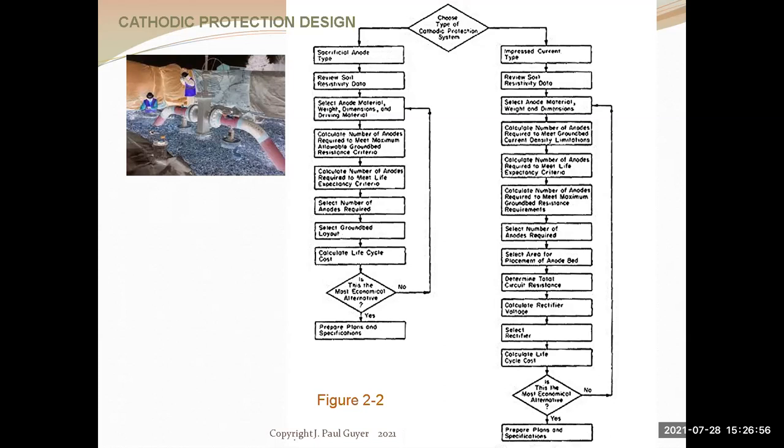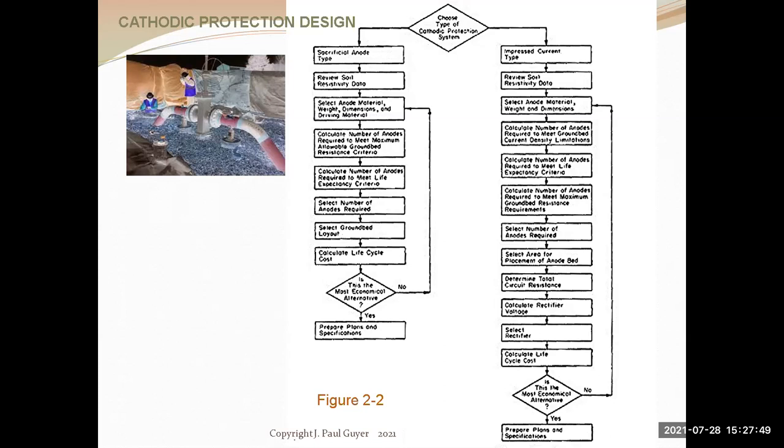If your soil tests are between 5,000 and 30,000 ohm centimeters, that is a less corrosive soil environment. So you would probably make a decision you're going to use a sacrificial anode or galvanic system. And those are the steps on the left. So let's walk through these, but that's the first decision you've got to make. What kind of cathodic protection system am I going to use? And that decision is based to a large degree on the soil resistivity measurements that you take in the field.